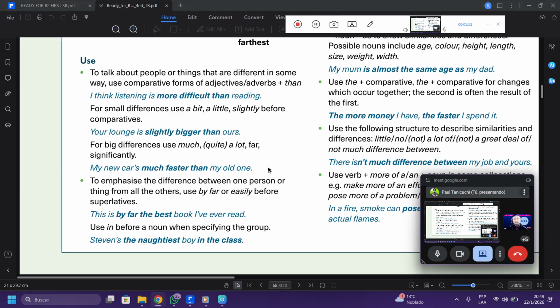The first one, can you provide me with some examples? The first part: to talk about people or things that are different in some way, use comparative forms of adjectives or adverbs, plus the word than. For instance, as you can see here, I think listening is more difficult than reading. Can you provide me, please, one example, one by one? I want to hear from you, Adela, please. You first.